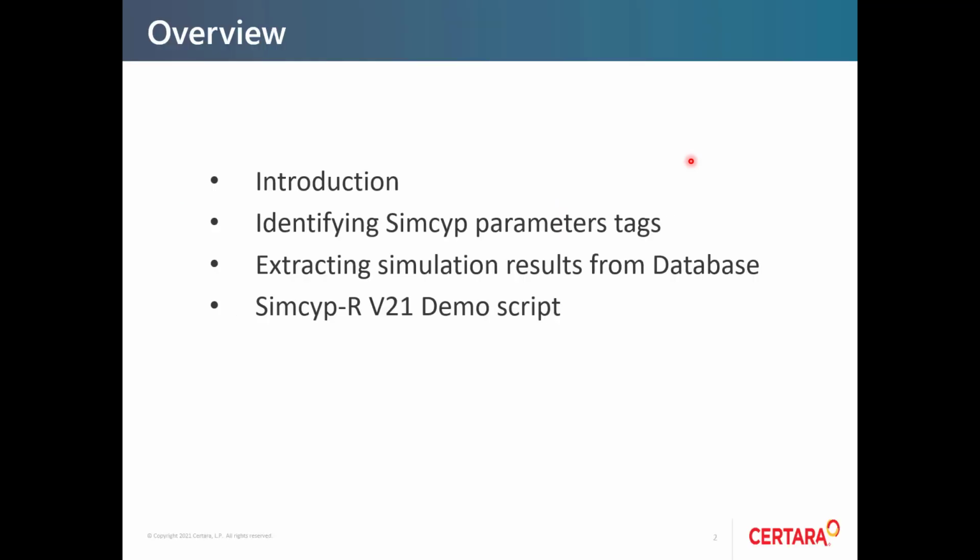So the first thing we're going to do is to introduce the Simcyp-R package. Then we're going to talk about how one can identify Simcyp parameter tags. This is important to know as it allows you to modify and extract parameter values within a Simcyp workspace. After this, we're going to talk about how one can extract simulation results from a database file. And finally, we're going to run through a version 21 Simcyp-R demo script.